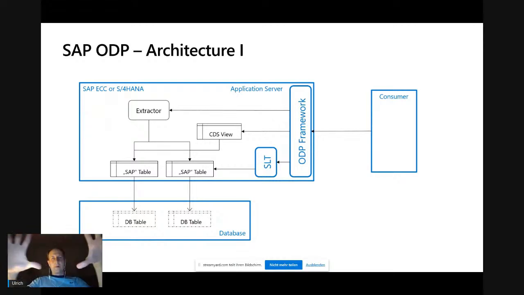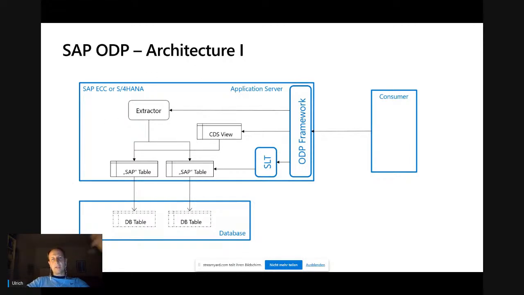Now, looking at the high-level architecture, as I just said, there's the possibility as a consumer to talk directly to the ODP framework, and thereby directly consume data from extractors, from CDS views, or, if the SLT server is installed on the same application server as your ERP system is running, then you can also get a change feed from database tables in this architecture.